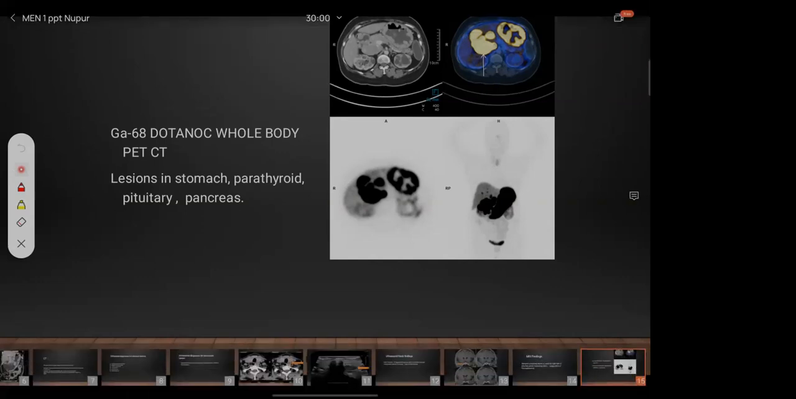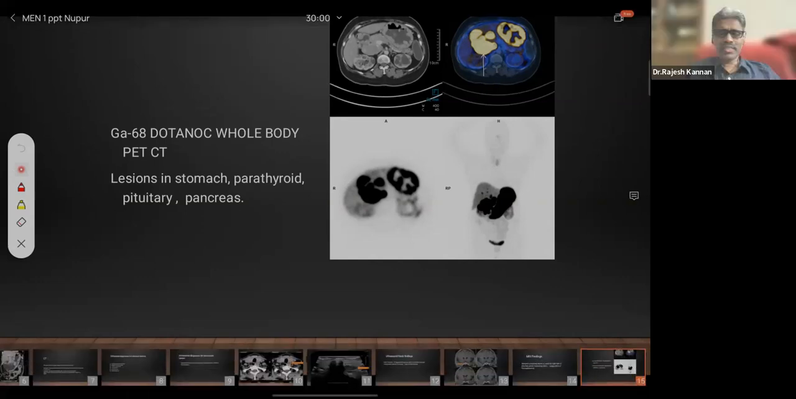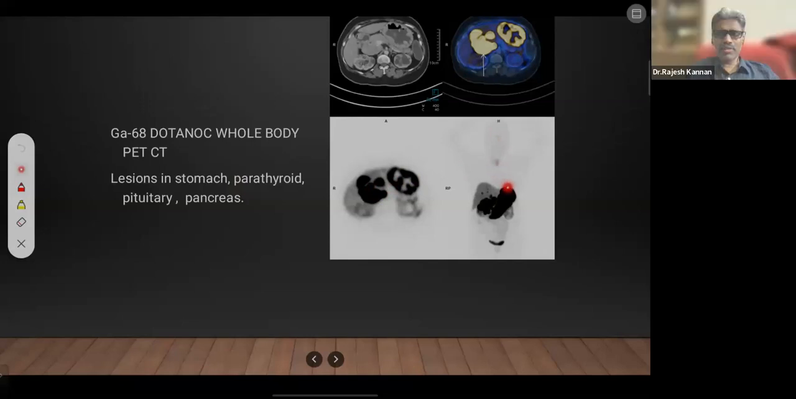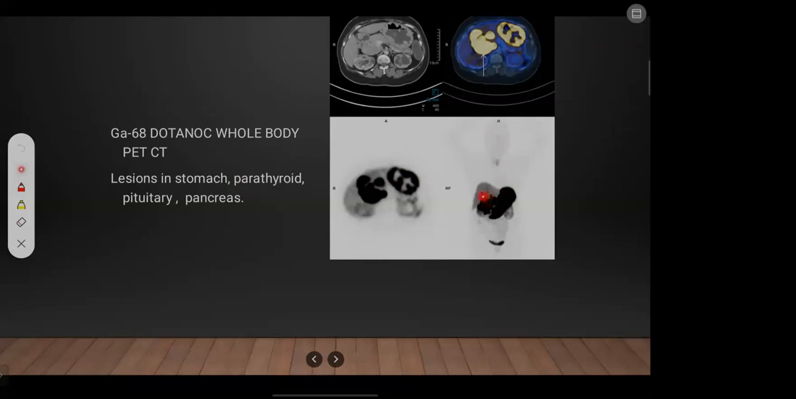Yes, sir. Can you show those lesions? Yes, sir. This is parathyroid uptake, sir. This is pituitary uptake, sir. Yes, sir. This is liver uptake, sir. This is stomach. This is pituitary uptake, sir. This is parathyroid uptake. And in the coronal section we can see the liver lesions, very tiny small ones. Yes. Okay, go ahead.